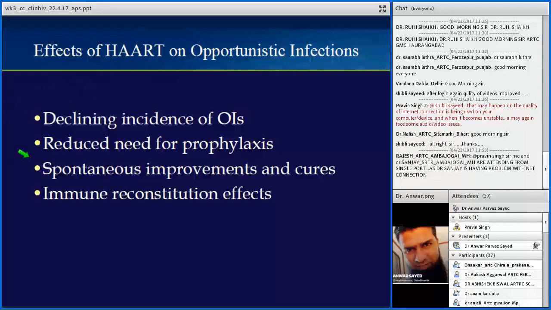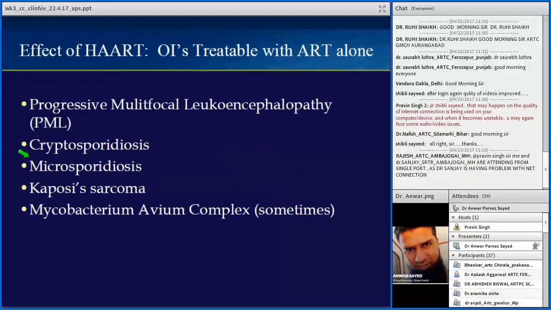Now, what is the effect of HAART on opportunistic infection? Again, we already saw that there will be a declining incidence of opportunistic infection, reduced need for prophylaxis, spontaneous improvements and cures. There are some diseases, which I mentioned before also, that do not have any specific treatment. If you start ART in those patients, those diseases will automatically get cured. Then immune reconstitution effects will happen with HAART.